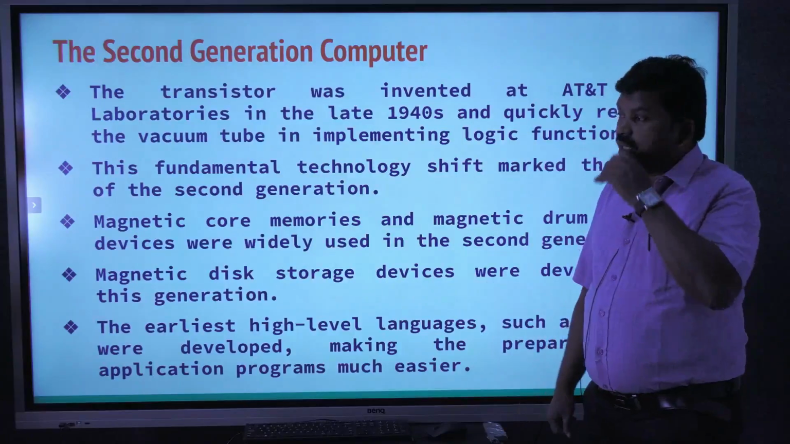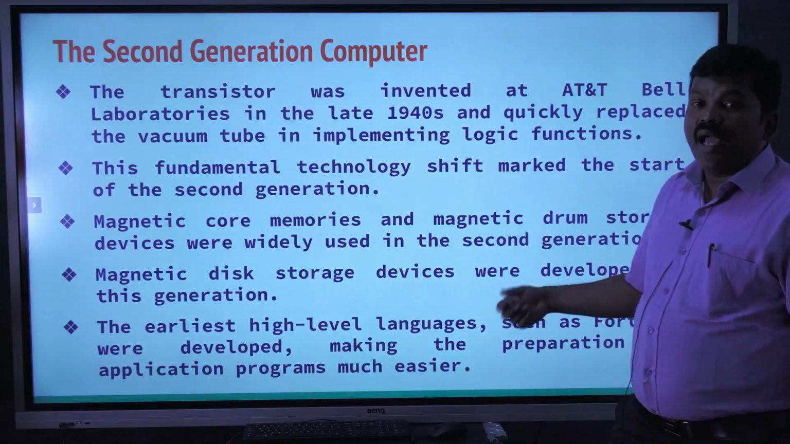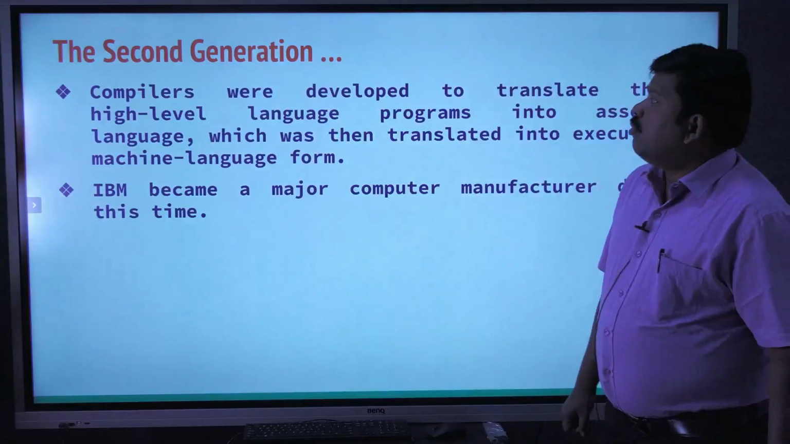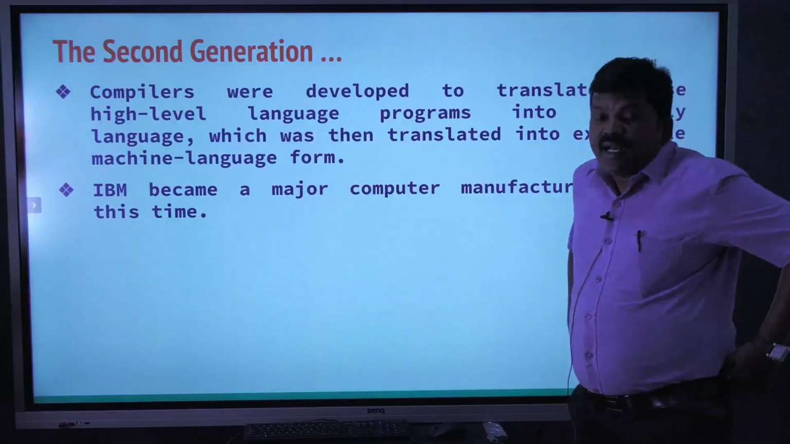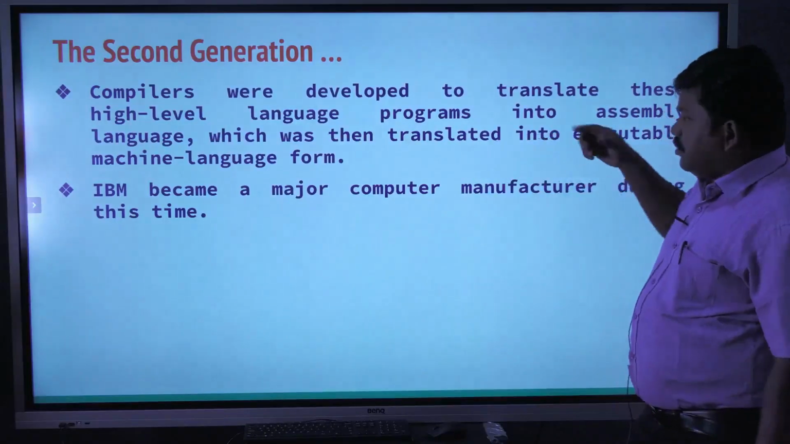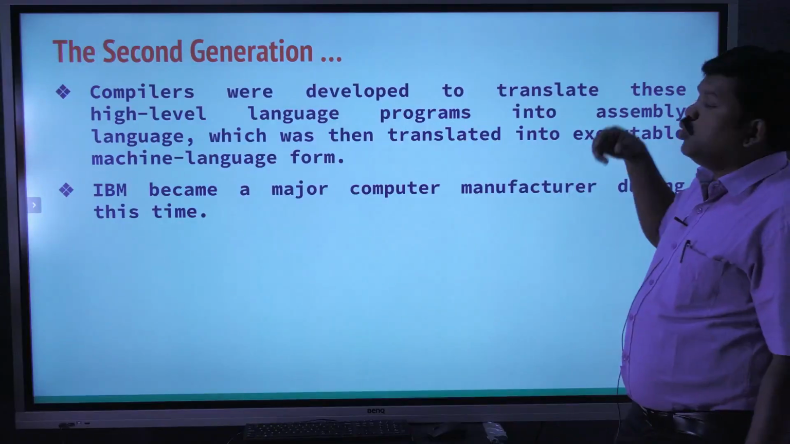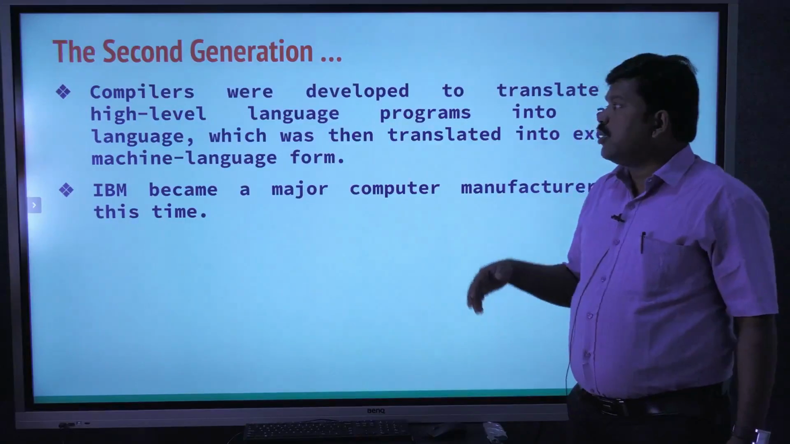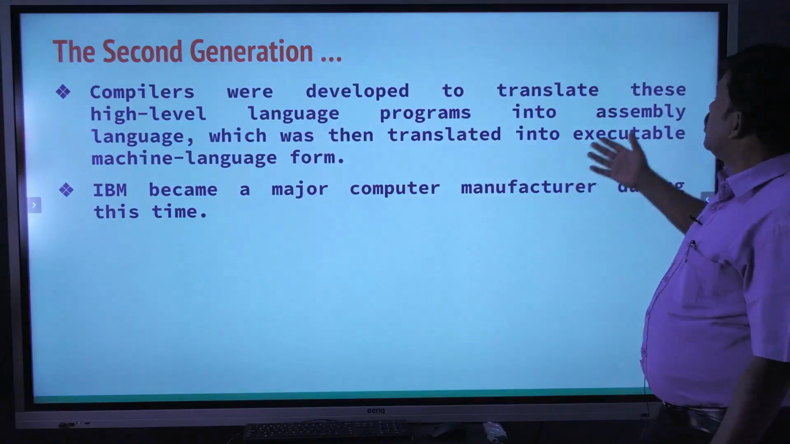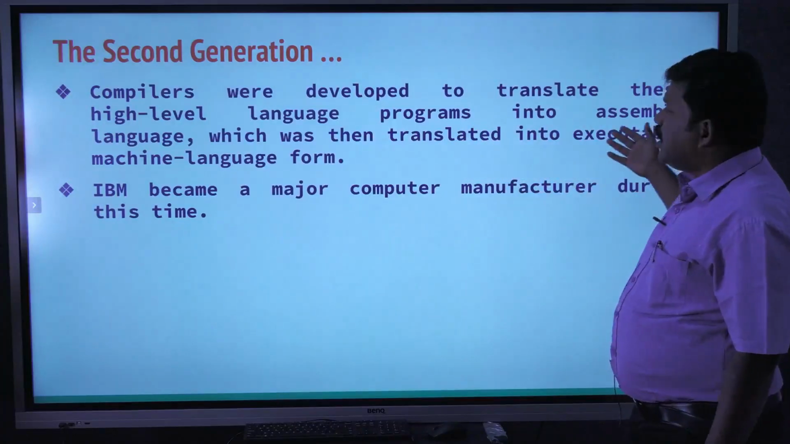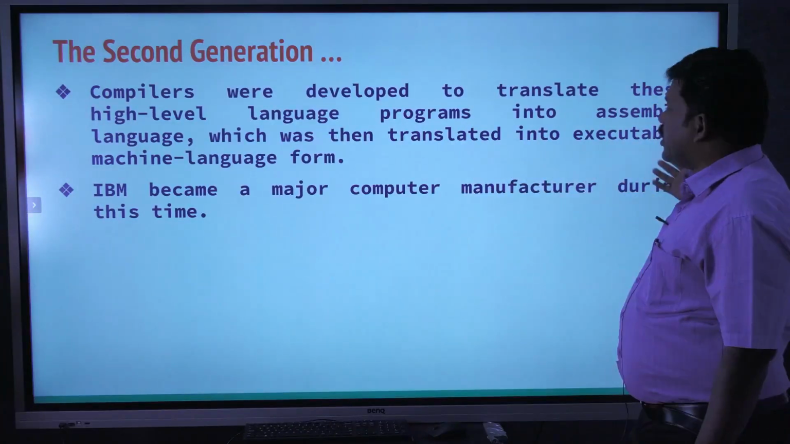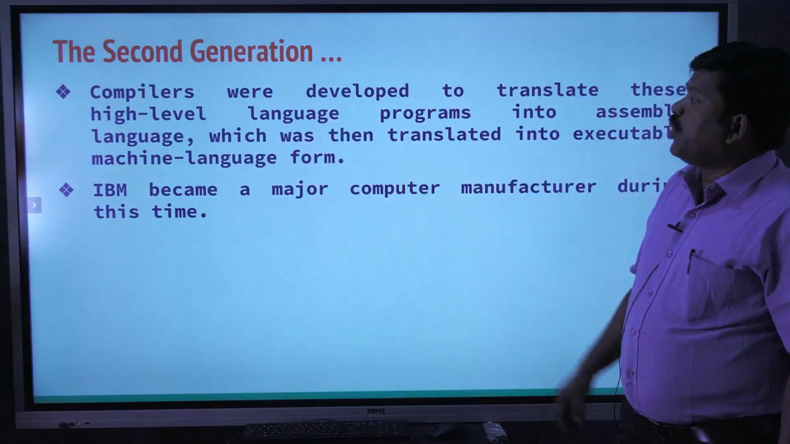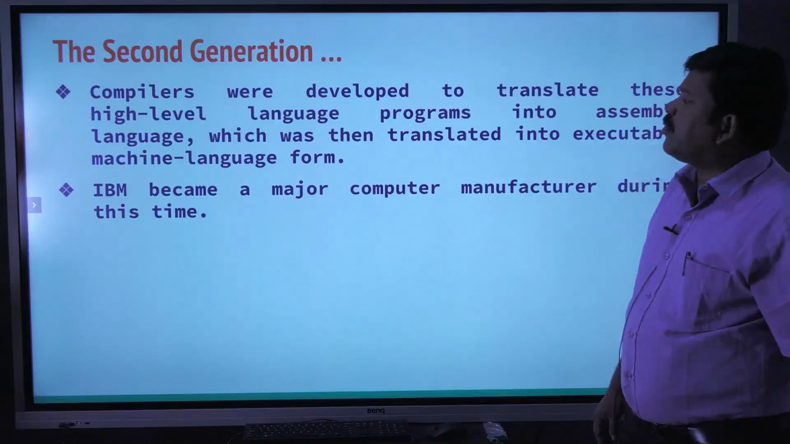In the second generation computers, programmers started using high level programming languages. Another advantage of second generation computers is that compilers were developed. The compilers were developed in order to translate high level programming instructions, such as Fortran, into machine level languages. They translate these high level language programs into assembly language, which was then translated into an executable machine language program. The compilers were first used in the second generation computers.